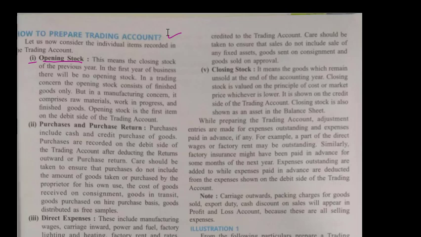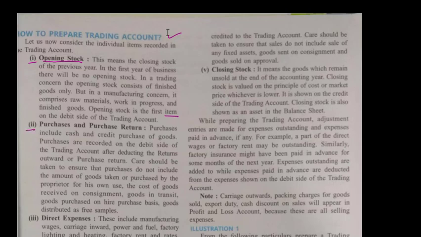In a trading concern, the opening stock consists of finished goods only, but in a manufacturing concern, it comprises raw material, work in progress and finished goods. Opening stock is the first item on the debit side of the trading account. So this is the first item that you record in your trading account, and you record it on the debit side.